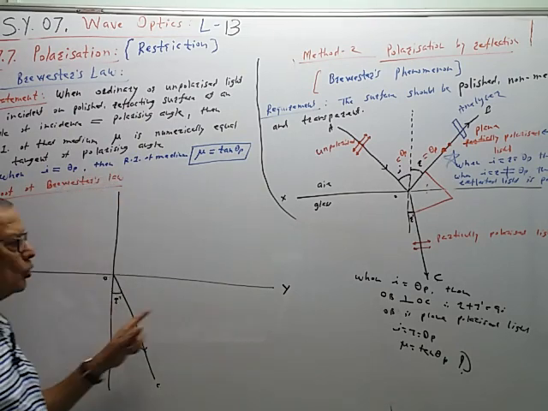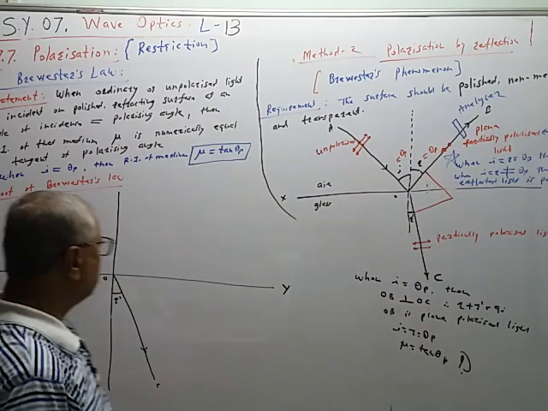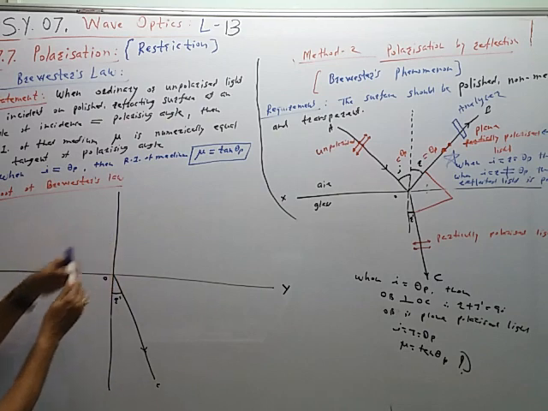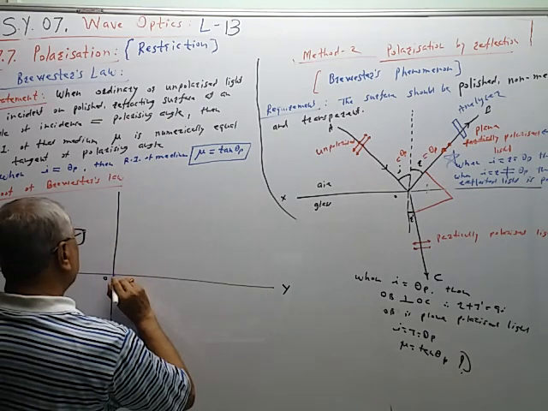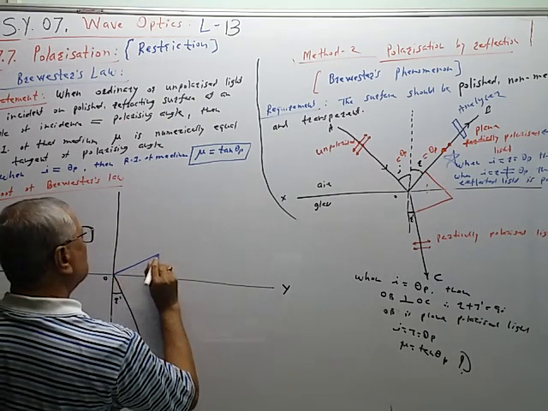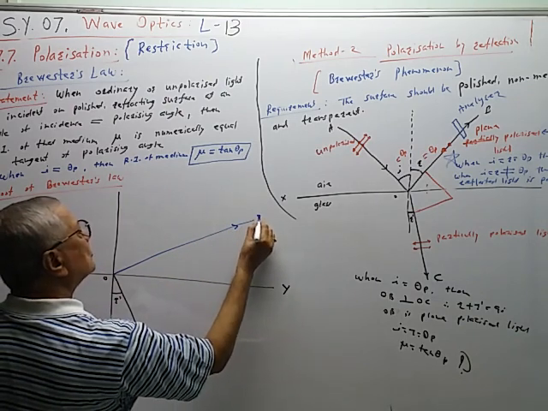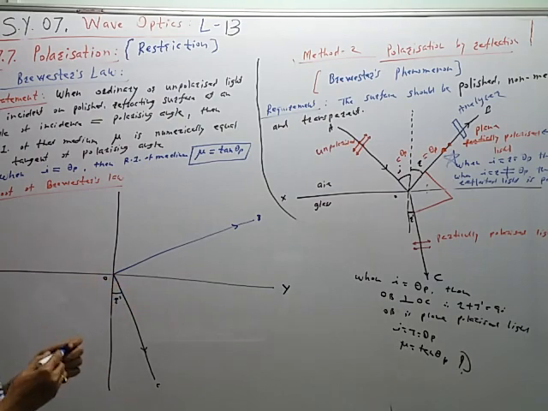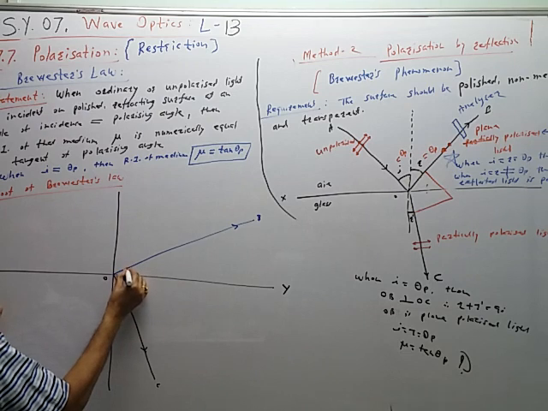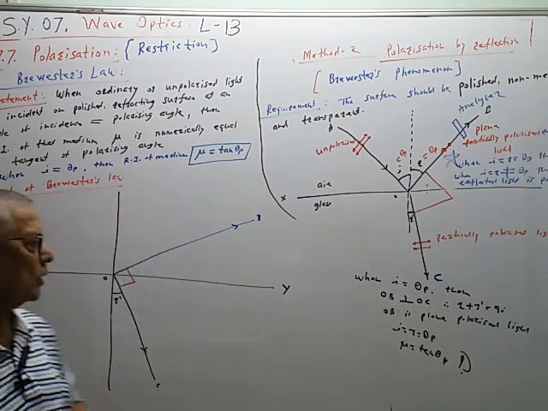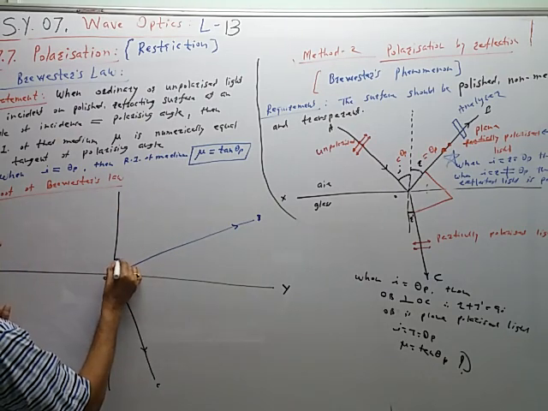आता याला perpendicular OB काढायचा. OB and OC must be perpendicular. So OB is drawn like this. This angle must be 90 degree. So draw OB. So this is OB. So this angle is 90 degree. This angle is angle of reflection R.